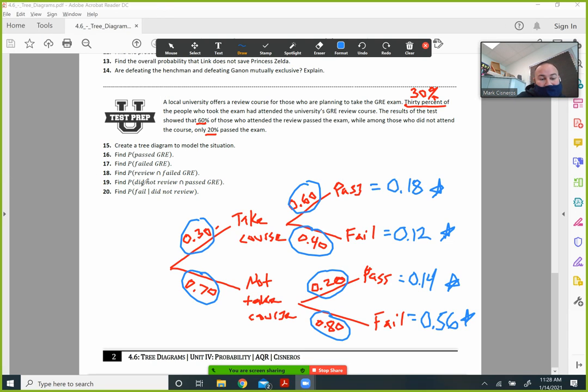Number 19 says, what's the probability that somebody did not review? What does that mean? And pass the GRE. So this means and. So did not review, so did not take the course, and pass the GRE. So this is the path. Watch this. Did not take the course, but they still passed. Answer is already there. We already multiplied and figured that answer out. So the answer for number 19 is just 14%. We already figured it out by finding those 4 outcomes.